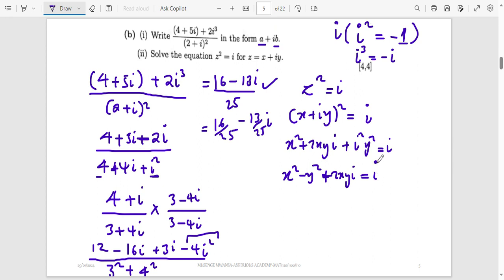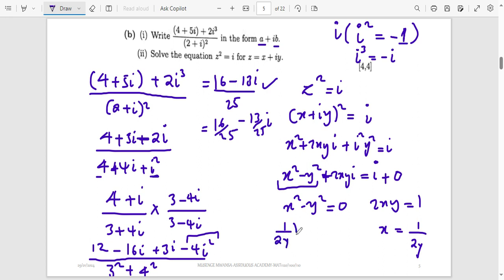Now we'll be comparing the coefficients on the left hand side with the right hand side. The part which doesn't have any i here, which is x squared minus y squared, should be equal to what doesn't have any i on this side. Now we don't have any term, meaning that we only have a 0 there. And then the number in front of i, which is 2xy, should be equal to the number in front of i on the other side, which is a 1. I can make x the subject of the formula, so it will be 1 over 2y. And then I'll come here, where there is x, I'll put 1 over 2y. This is raised to the power 2 minus y squared, and that will be equal to 0.